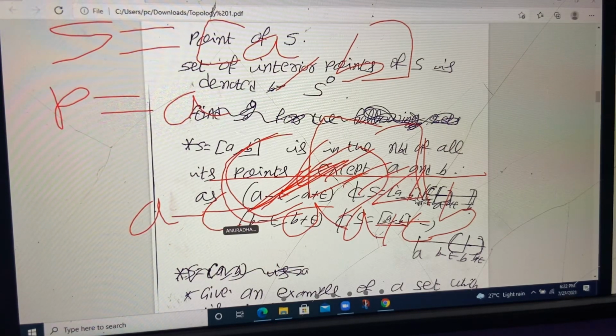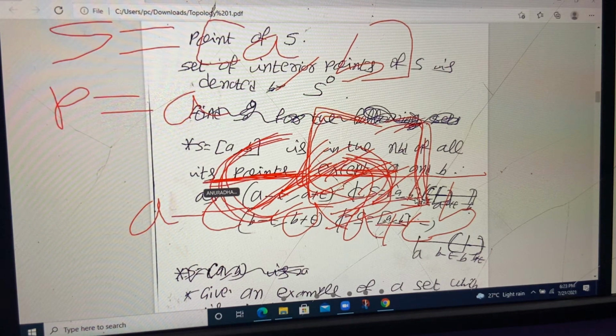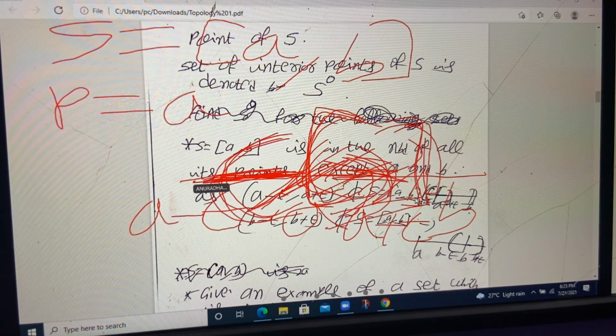Now when you take this open interval, the question is, can we say this total is within this set? No. Part of it is inside, but this part is outside. According to the definition, it is an interior point only if the interval is totally within this set. But this is not totally within this set, therefore we say that A is not an interior point.